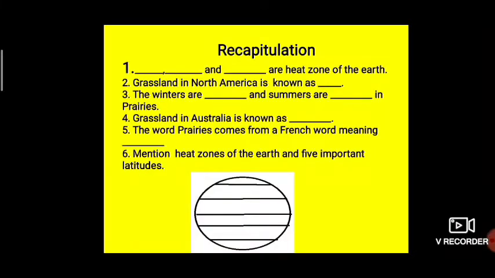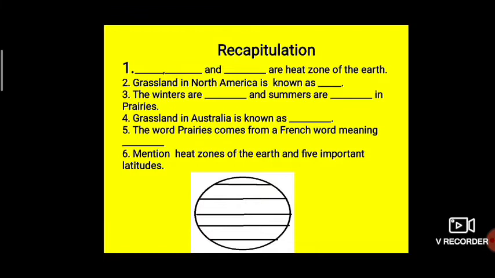So this is your recapitulation one. Number 1, dash, dash and dash are heat zones of the earth. Number 2, the grassland in North America is known as what? Number 3, the winters are dash and summers are dash in prairies. Number 4, grassland in Australia is known as what? Number 5, the word prairies comes from a French word.